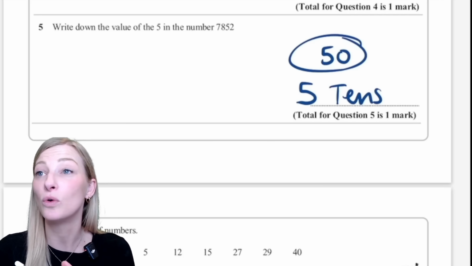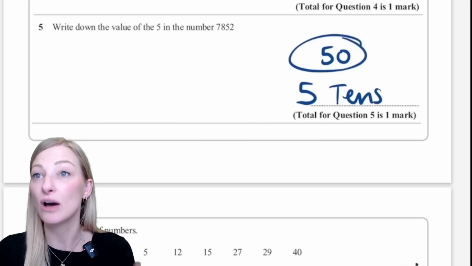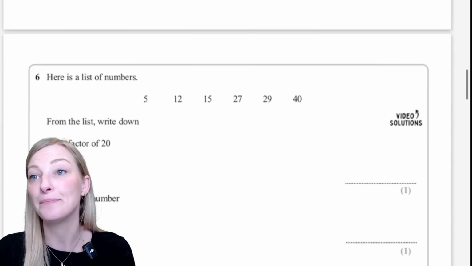If I asked you for the value of the 8, we would say 800 or 800s. That's how much it's worth because of the column it is in.